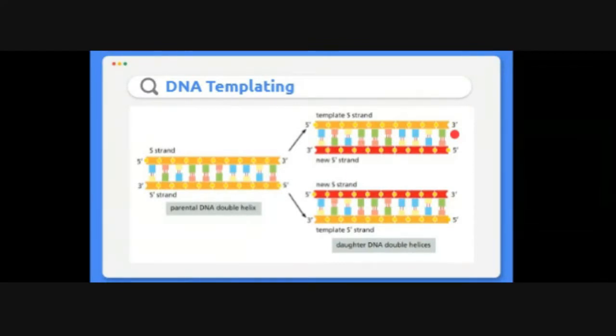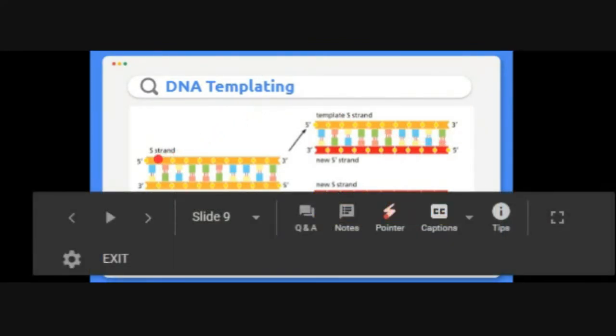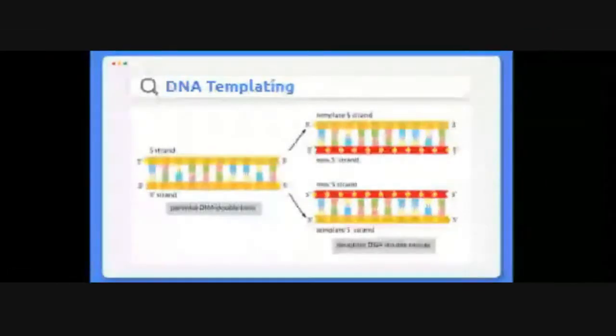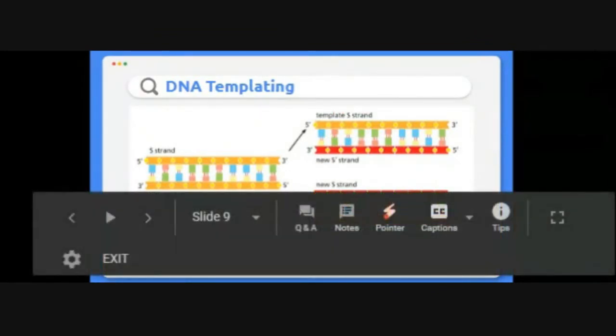So, sabi nila, if you remember this figure, each strand daw of the DNA, you can use them as template. So, if you use this as strand, the 5' to 3' strand, you can create a new 3' to 5' strand. And similarly, if you use this 3' to 5' strand, you can just create a new 5' to 3' strand. So, yun lang naman yung ibig sabihin ng DNA templating. Kahit ano daw na strand dito sa DNA mo, pwede mong magamit to create new DNA. Okay?